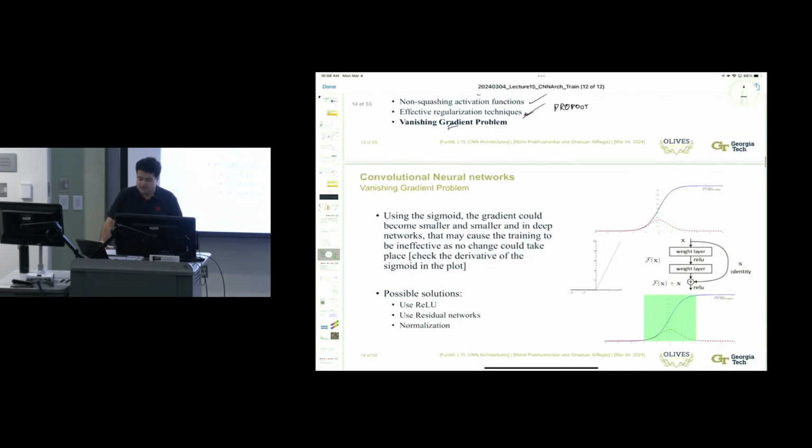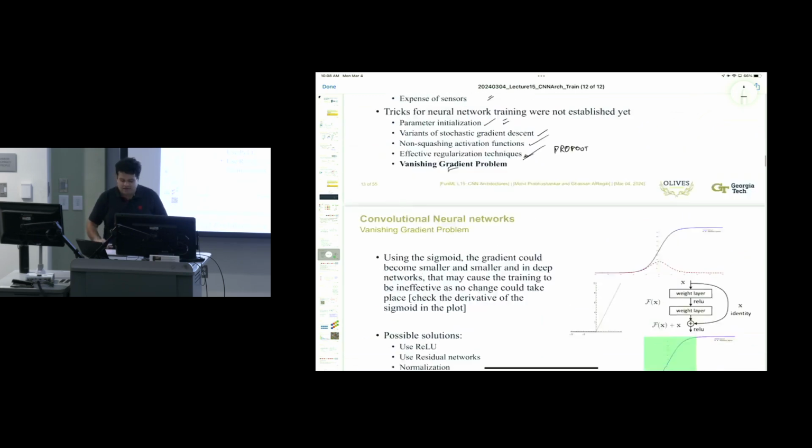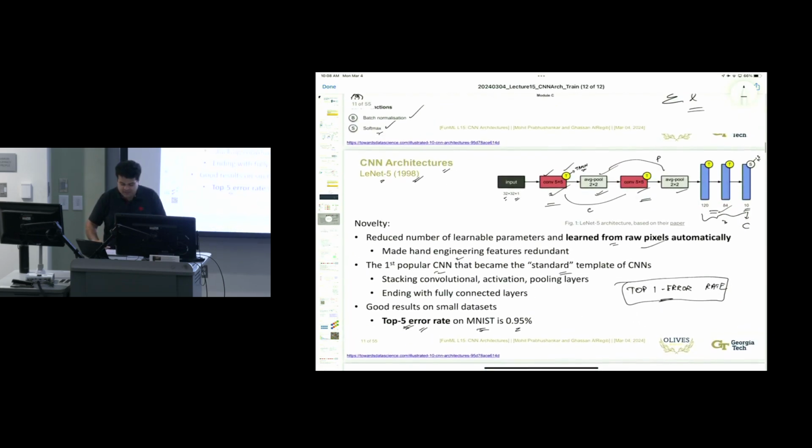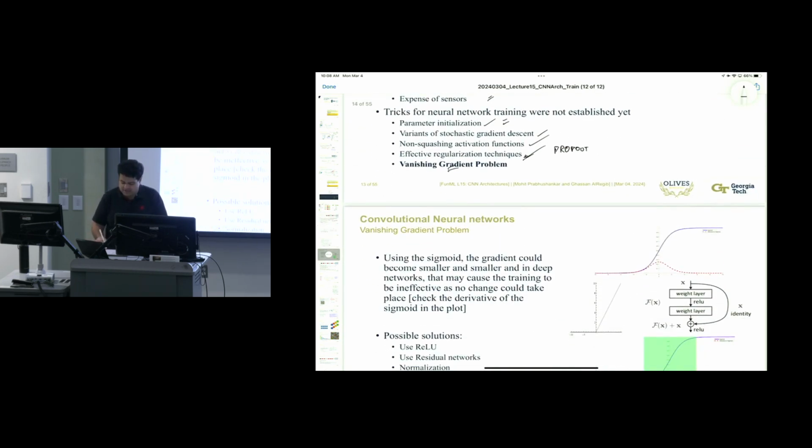So let's talk about what that vanishing gradient problem is. Sigmoid is something we discussed quite a bit in the beginning of the course, but sigmoid is not a good activation function in deep learning architectures. Even LeNet used a tanh function, right? Tanh is very similar to sigmoid, except instead of 0 and 1, it's more like minus 1 and 1, I believe.